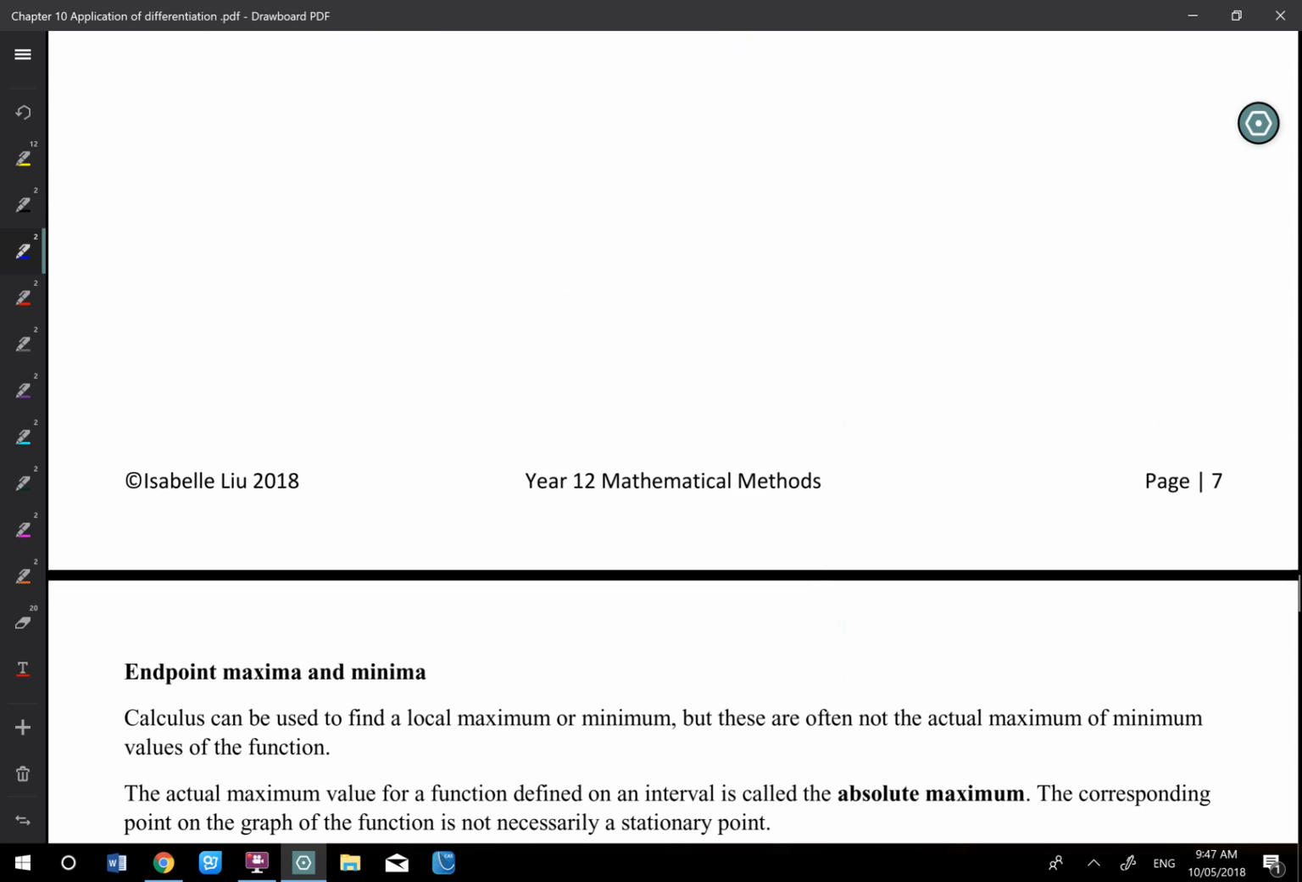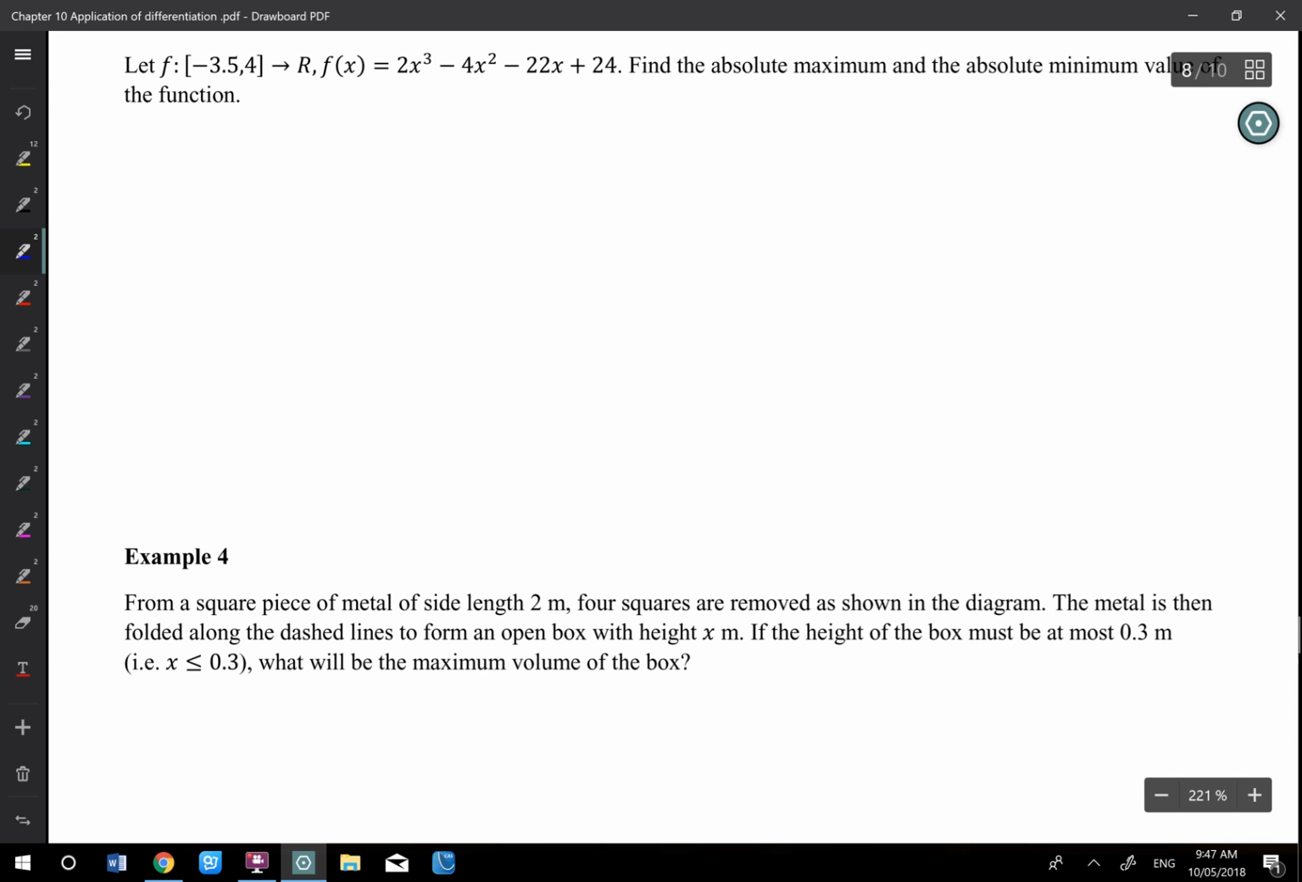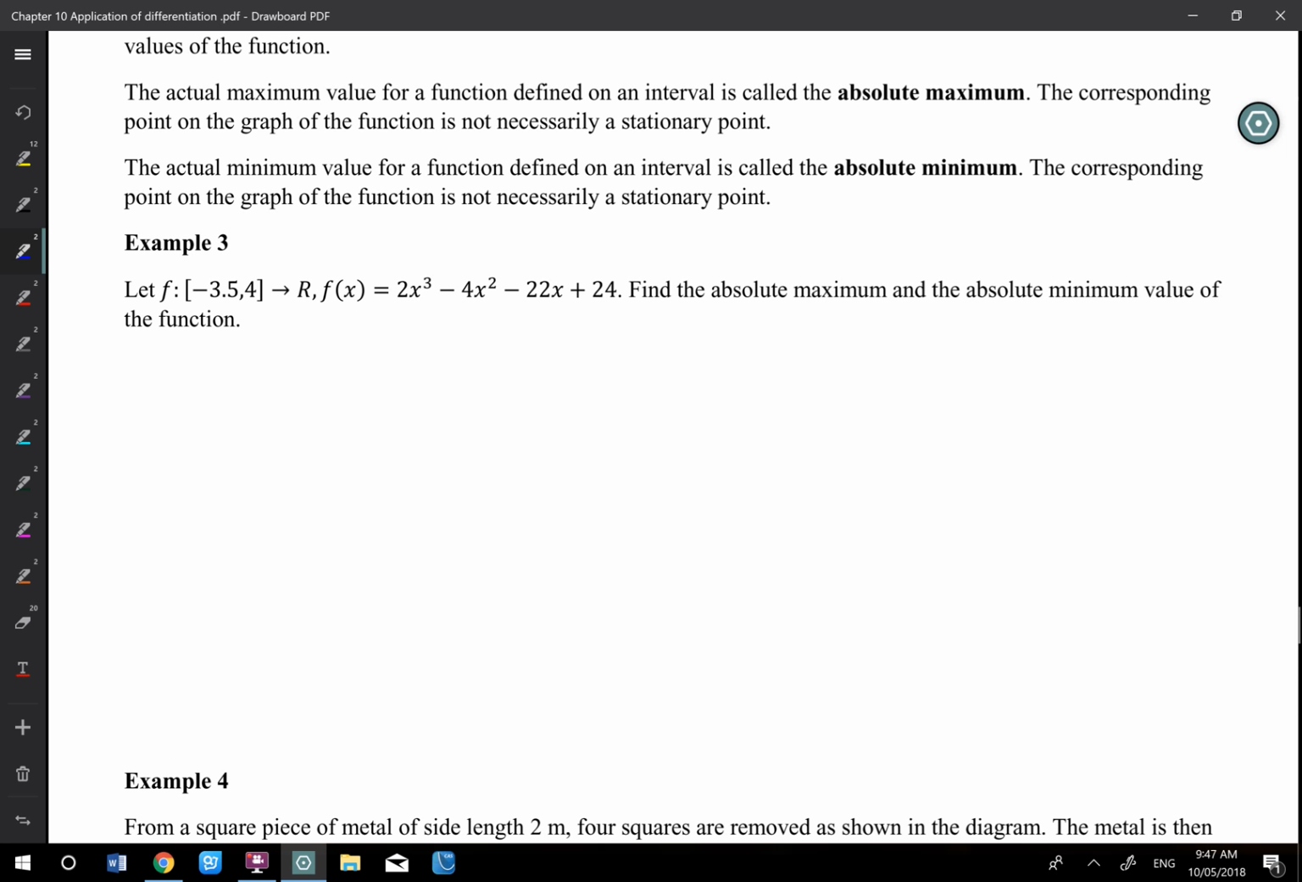Let's skip example 2 first. Let's have a look at example 3. Just to show you how to find the absolute maximum and absolute minimum. So given your equation here, we can use a calculator for that one because the number is not very nice.